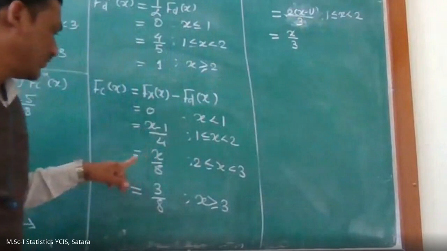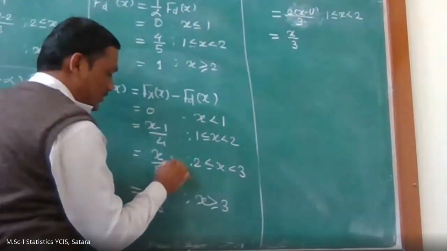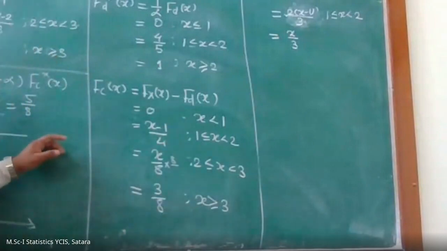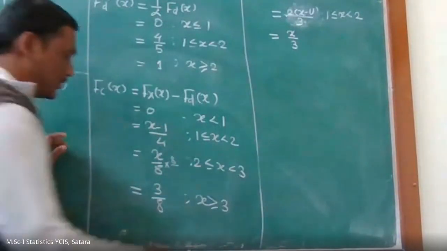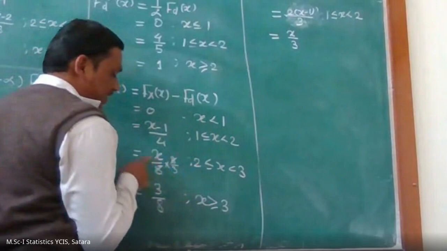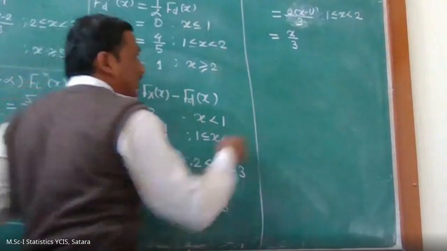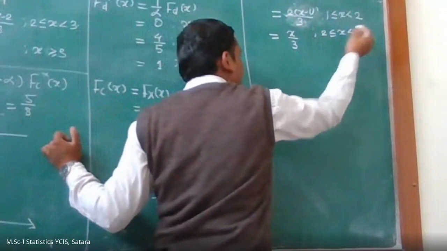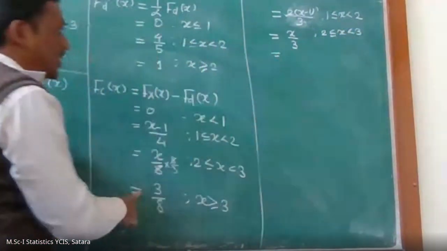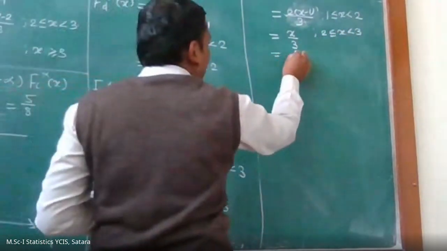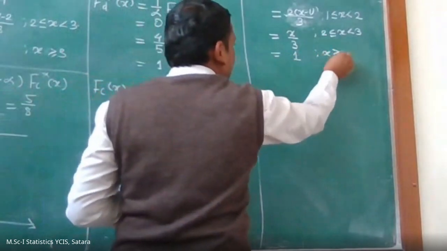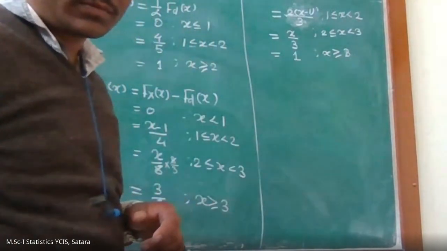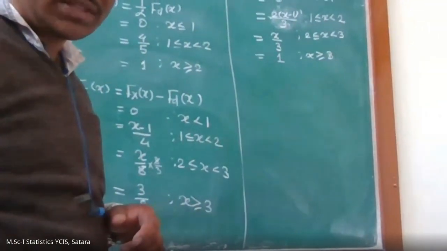Okay, if we multiply here, yes, 8/3. So 8 gets cancelled here. We have to get the x/3 for 2 ≤ x < 3. And here we have to get the value 1 for all values greater than or equal to 3. Okay, समजतंय का?